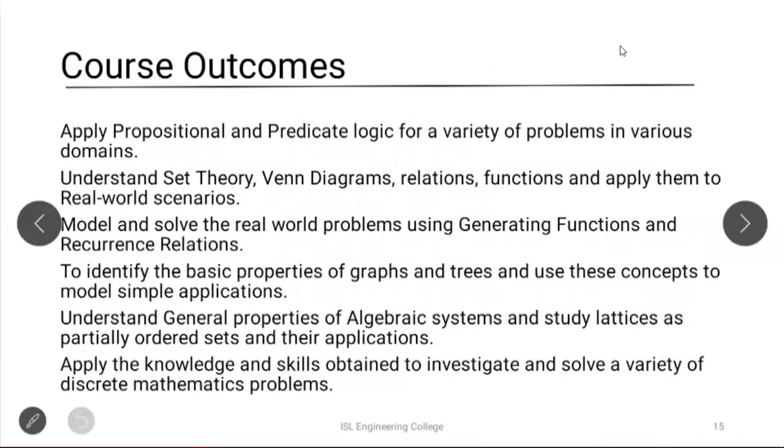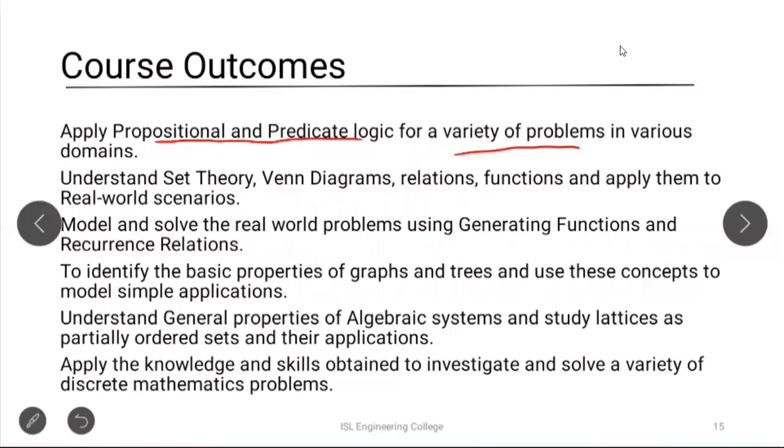Next, what are the outcomes? At the end of this course, you will study propositional and predicate logic, which is our first unit. I don't want to begin the unit today, so I'll keep it for our first class, propositional and predicate logic. Why do we have to learn that?